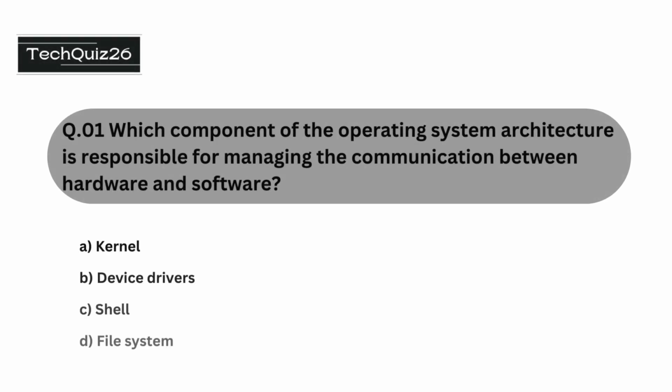Question number 1 is, which component of the operating system architecture is responsible for managing the communication between hardware and software? The options are kernel, device drivers, shell, file system. The correct option is device drivers.